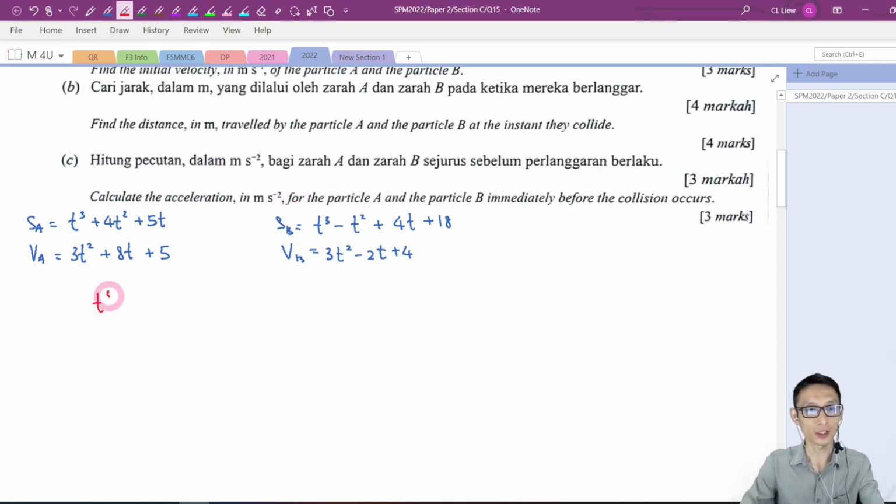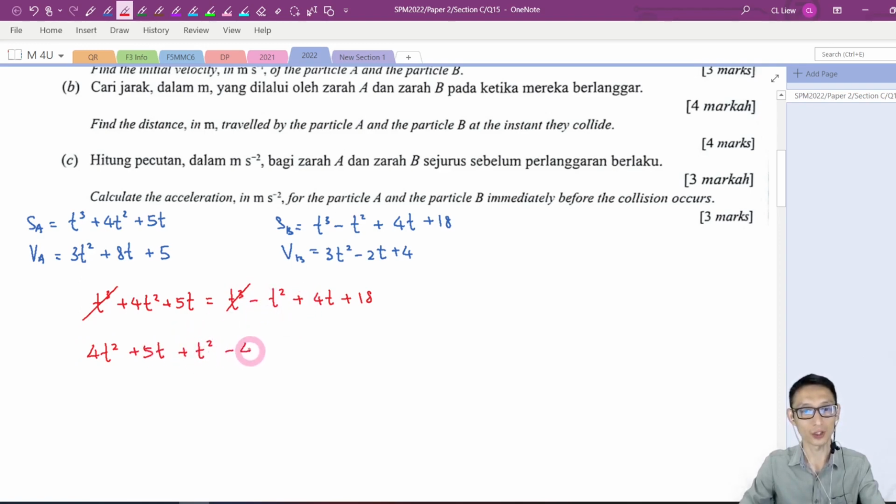Okay, t cubed plus 4t squared plus 5t is equal to t cubed minus t squared plus 4t plus 18. So both sides we have t cubed, we can just cancel out this t cubed. Okay, now 4t squared plus 5t plus t squared minus 4t minus 18 is equal to 0. I bring all these terms to the left hand side. Okay, now let me continue simplifying it.